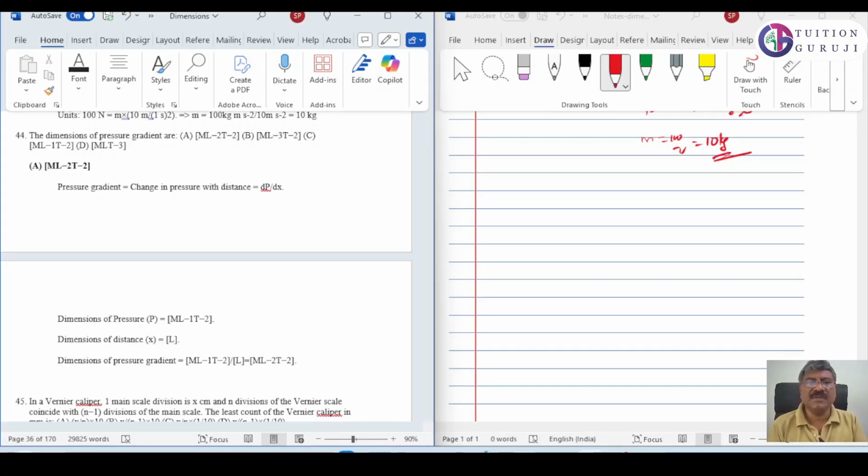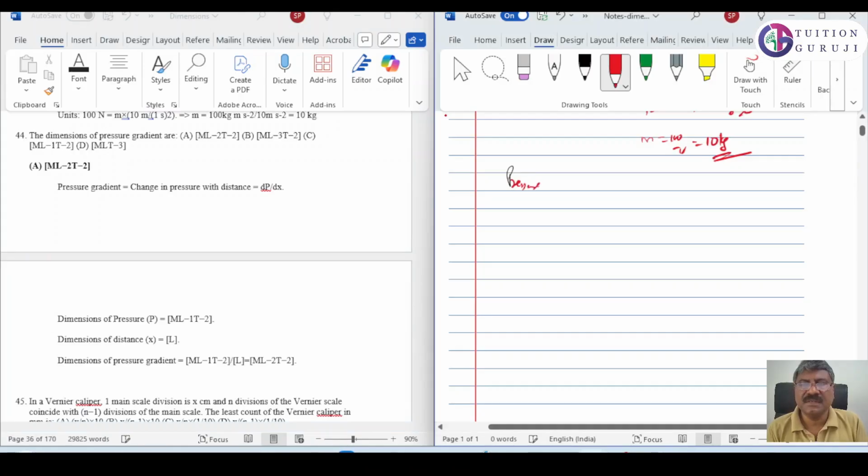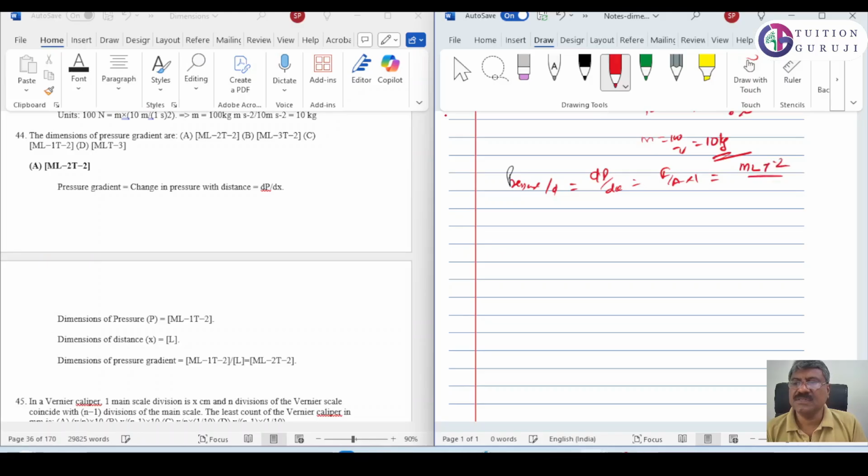Next is the dimensions of pressure gradient. Pressure gradient is pressure divided by distance, so it is equal to dp by dx, change in pressure by distance. Pressure is F by A, so it is MLT raised to minus 2 into L cube. That is actually M L raised to minus 2 T raised to minus 2.